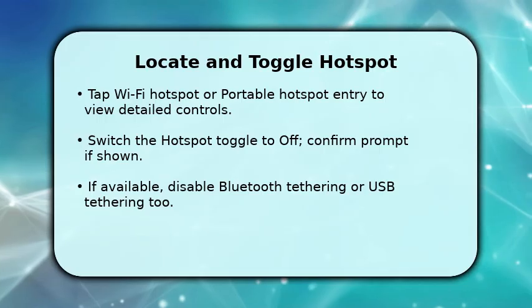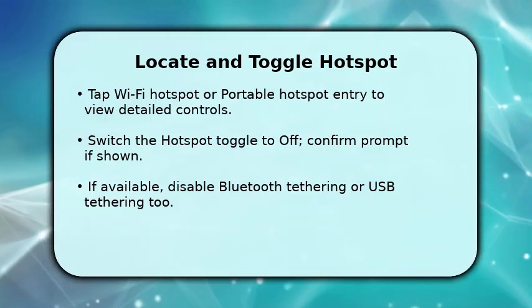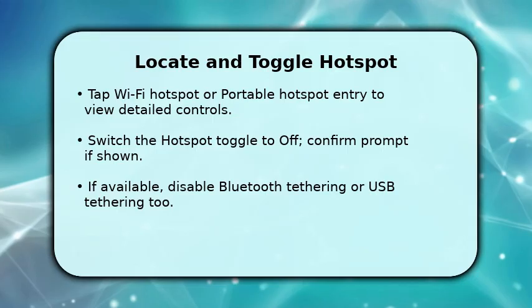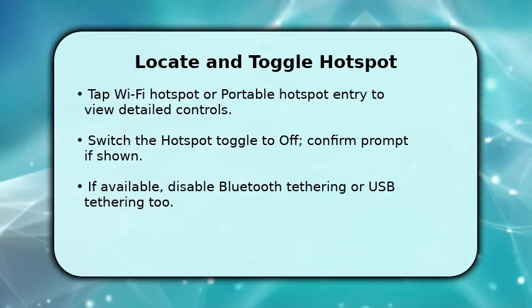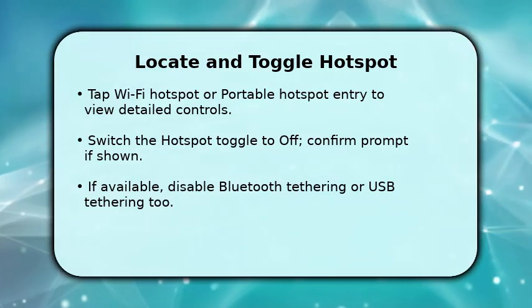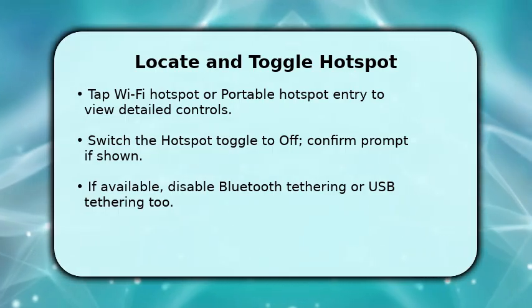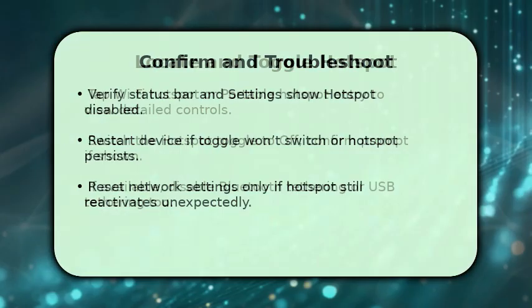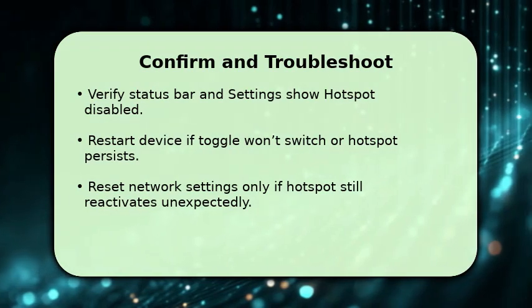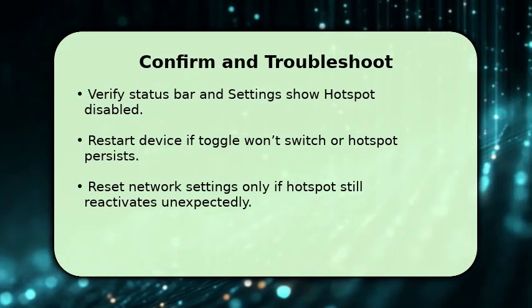Make sure to also check Bluetooth tethering and USB tethering toggles and turn them off if they are enabled, because leaving them on can still share your data. Once done, the hotspot icon should disappear. You finish by confirming the hotspot icon is gone from the status bar and the settings page shows the hotspot is off. This confirms success.